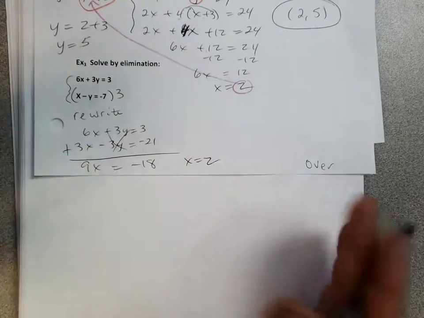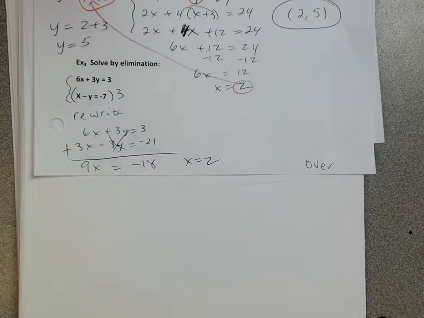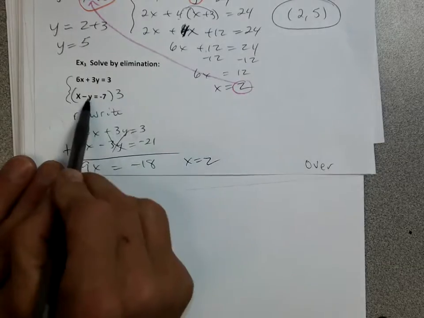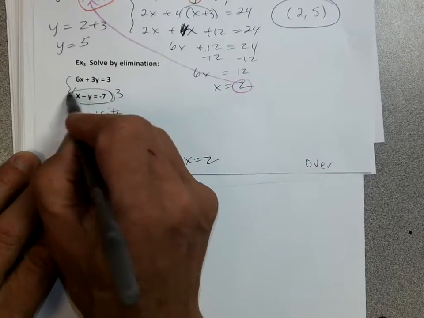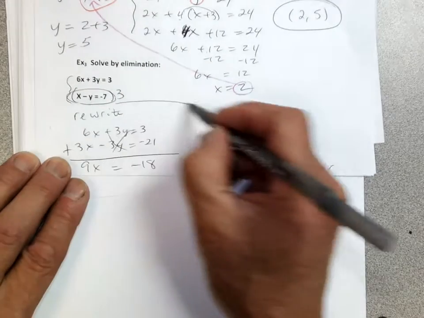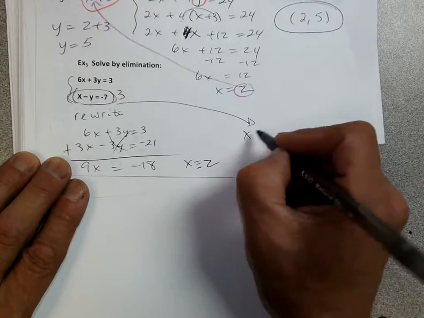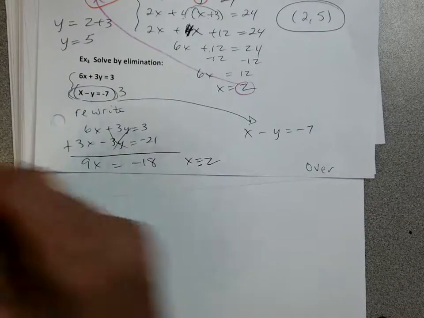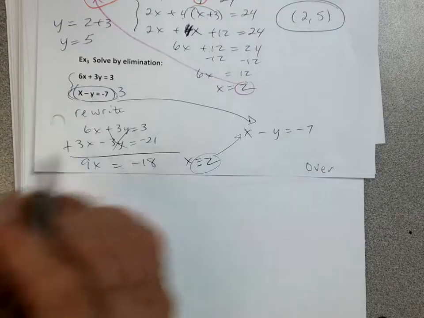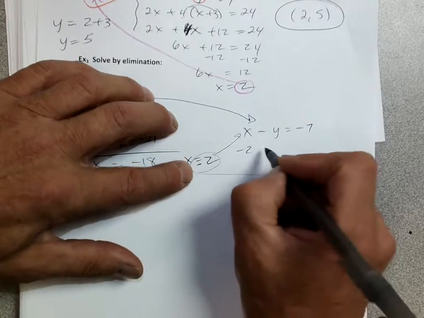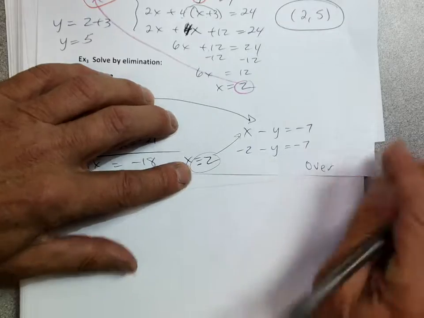Once I have one of them, let's just substitute. I can substitute into either the first equation or the second. The second equation looks easier, doesn't it? Yes, it's negative 2. I need more coffee. So x minus y equals negative 7. I'm going to put negative 2 in for my x. I'll just pick the easier one. Negative 2 minus y equals negative 7, right?